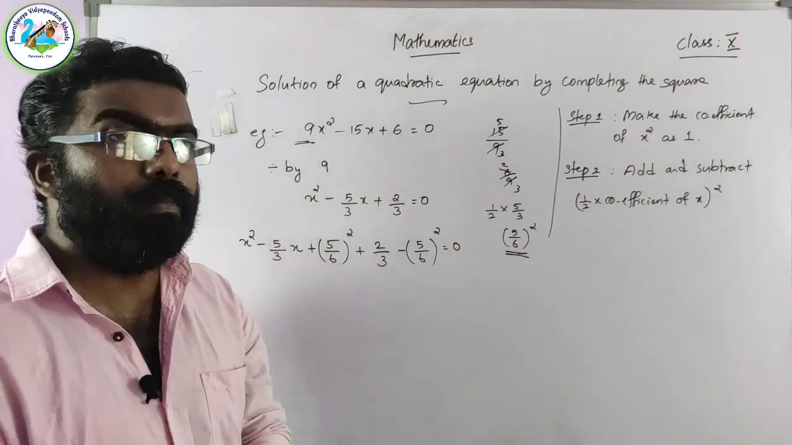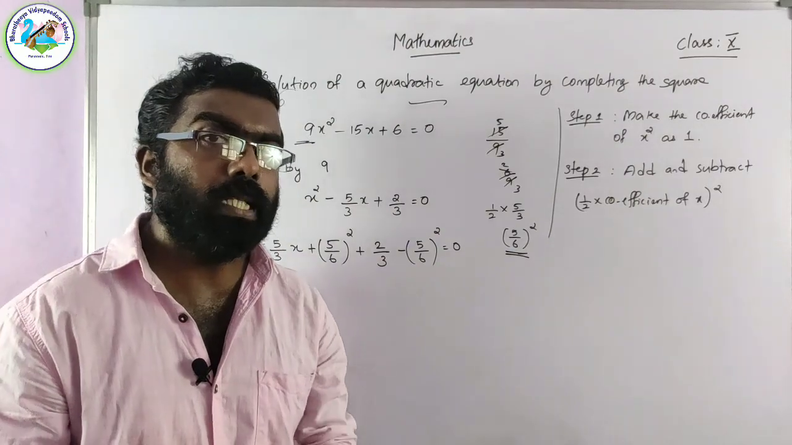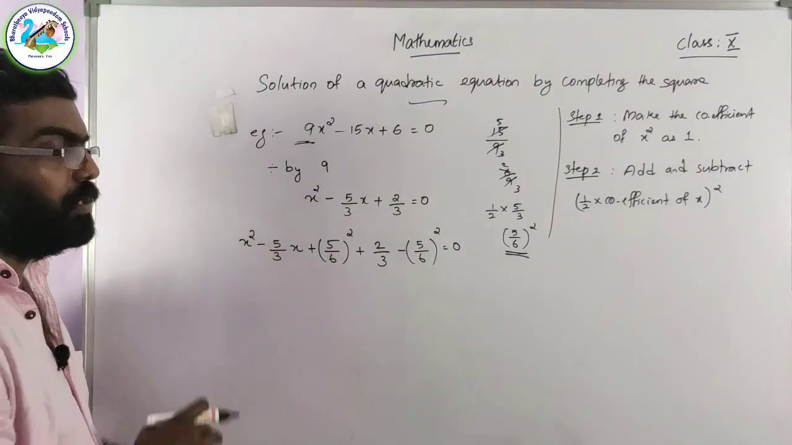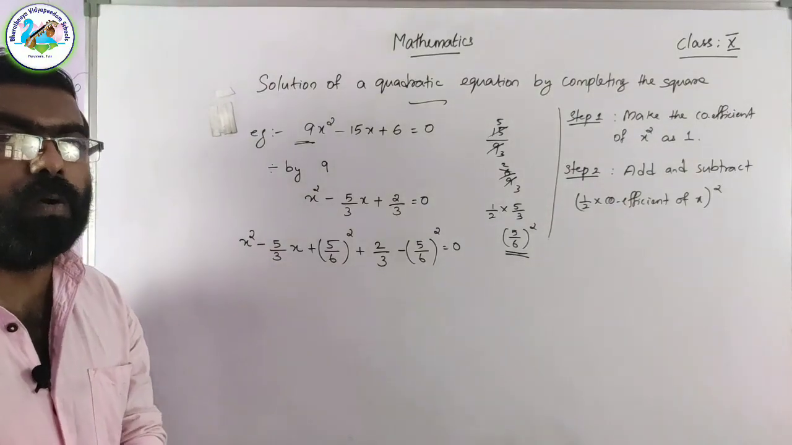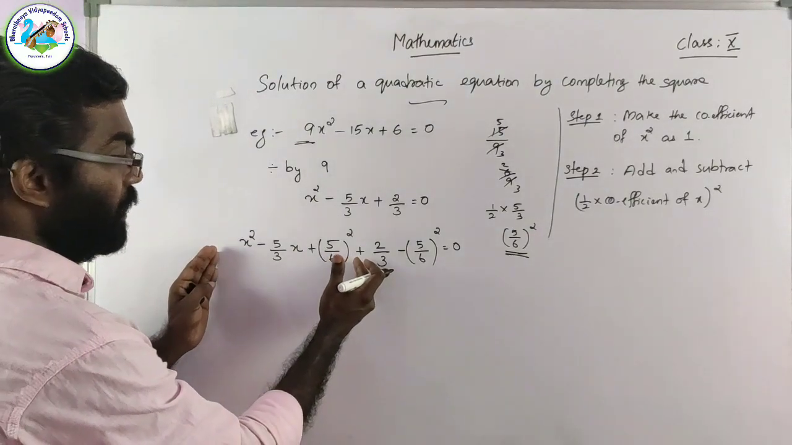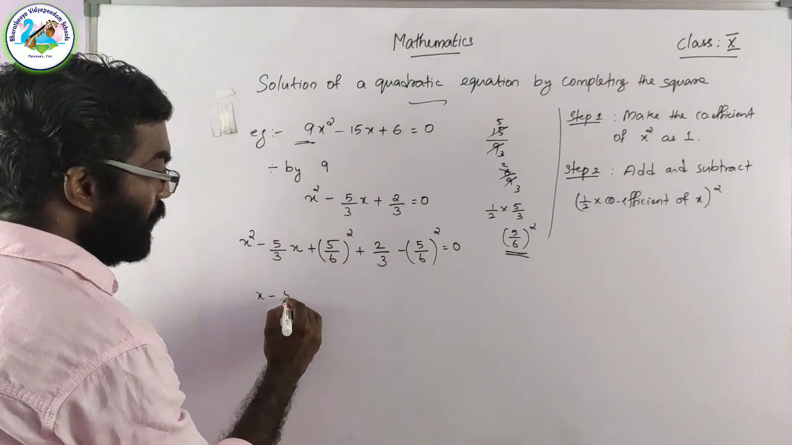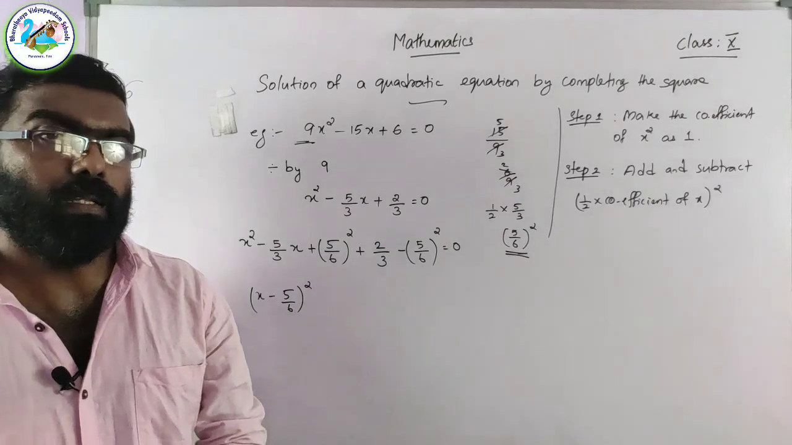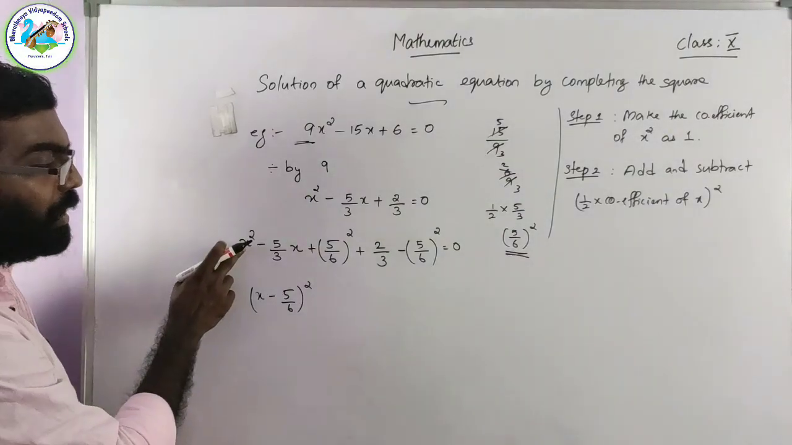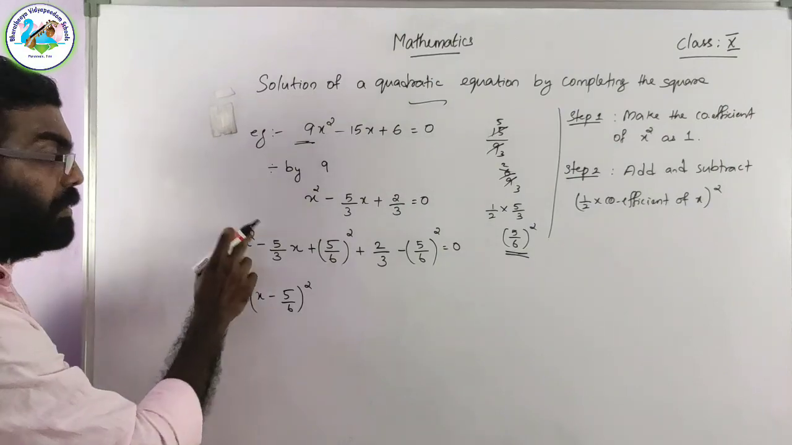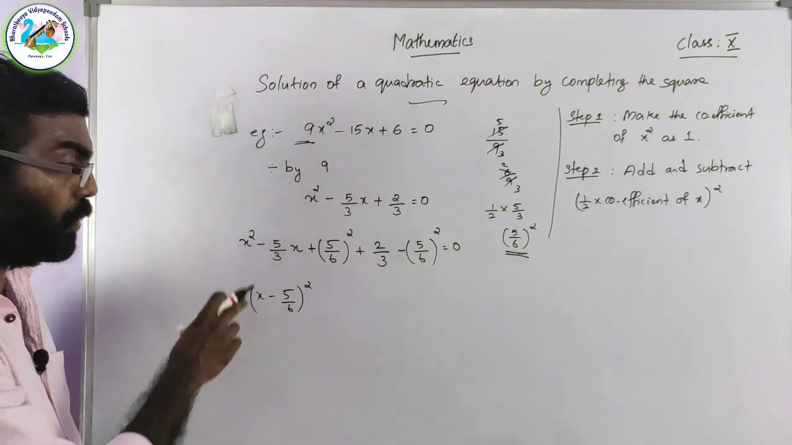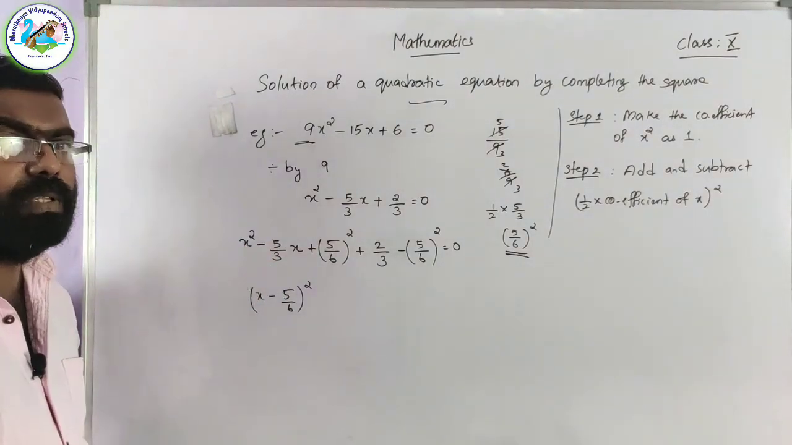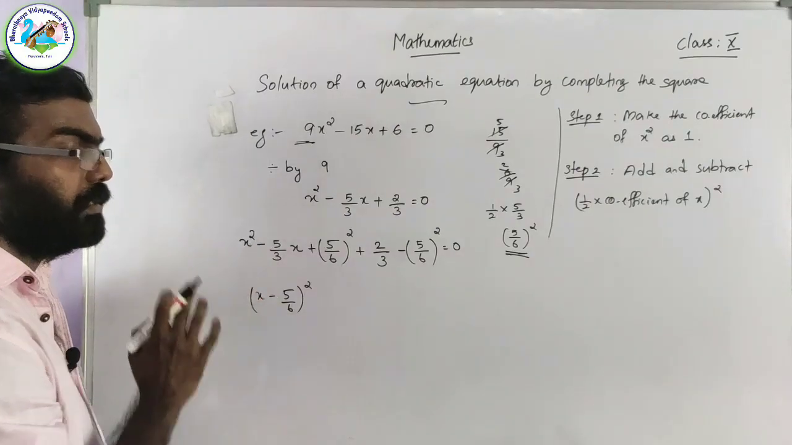x square minus 5 by 3x plus 5 by 6 the whole square. So it is of the form a minus b the whole square. In some question it may be a plus b the whole square according to the sign of the second term. Here it is minus, so we can say it will be a minus b the whole square. So we can combine these three terms and we can write it as x minus 5 by 6 the whole square. Okay, x minus 5 by 6 the whole square. The rule behind it is we have to write the square root of the first term. Just cancel the square and we can write it as x. Square root of the first term, sign of the second term. Here it is minus, so minus.